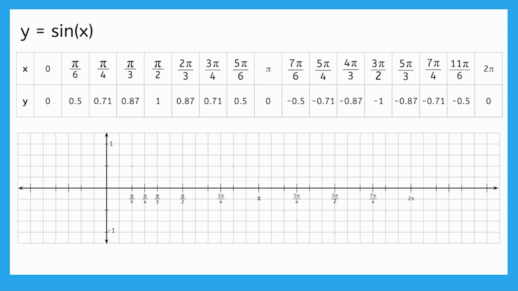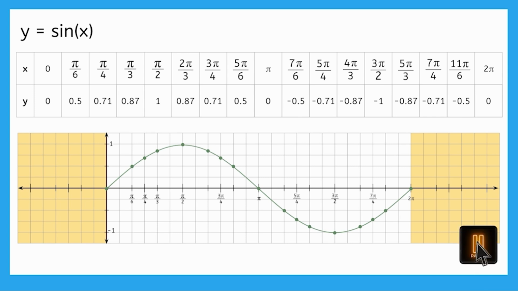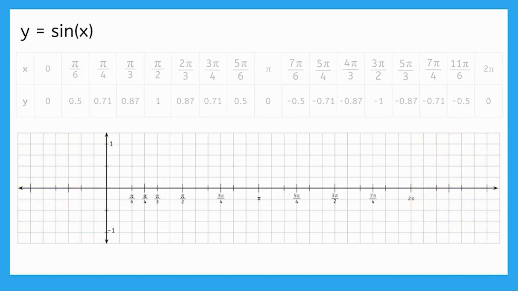Once we plot all these points and draw a line, we get this beautiful wave. But what about over here or here? What does the function look like? Before we plot more points, pause and make a prediction about what you think the graph looks like beyond 2 pi in the positive direction and beyond 0 in the negative direction. Think about everything you've learned about the unit circle and coterminal angles to help you make a prediction. Let's find out.